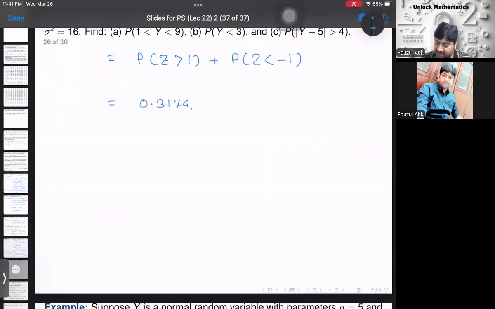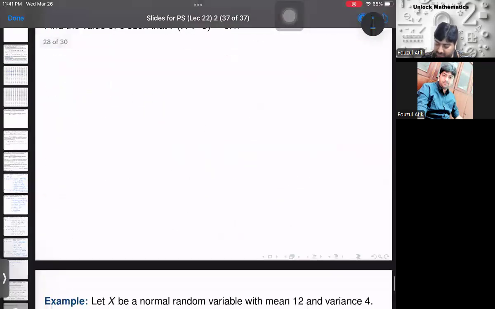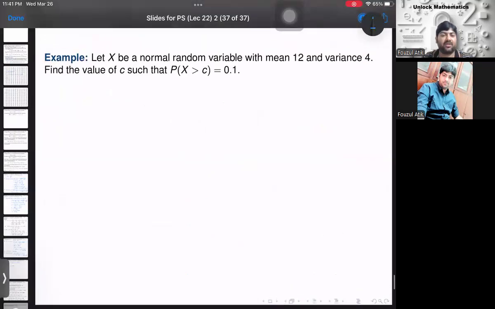Then I have another interesting problem which I wanted to do. Here it says, let x be a normal random variable with mu is 12 and variance is 4. Now you have to find the value of c such that the probability of x greater than c is equal to 0.1. So here the probability is given. You have to find the variable c such that x greater than that value has probability 0.1. Again, we need the help of the standard normal table, but in a different way.